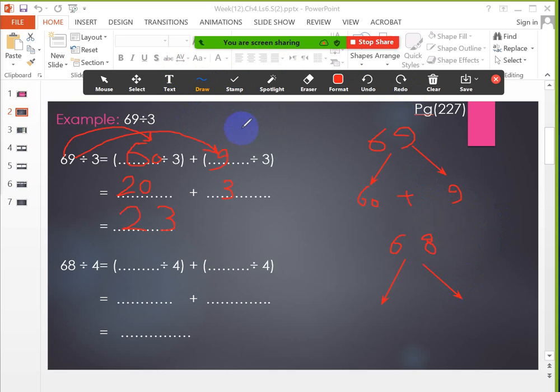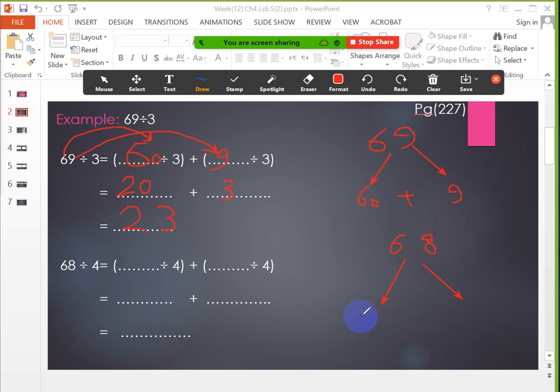No. The answer is no, because I can't divide 60 by 4. The condition here is that you have to choose numbers able to be divided by the divisor, which is 4. So I have to break this number into two numbers. Those two numbers must be able to be divided by 4.